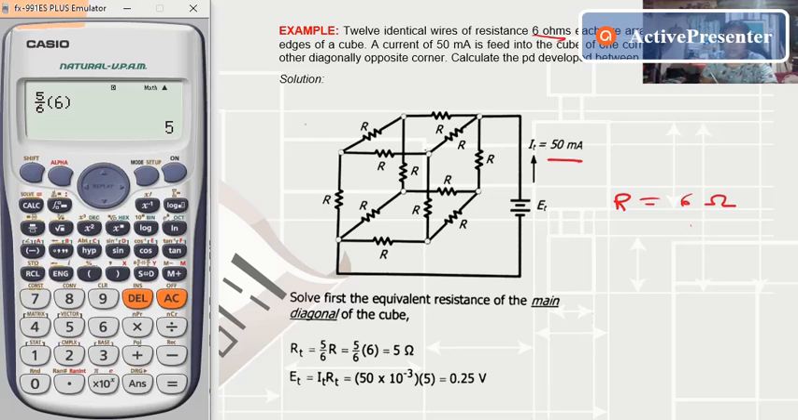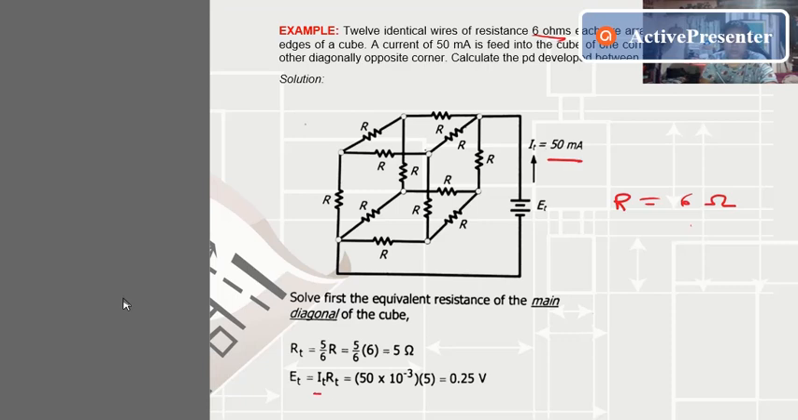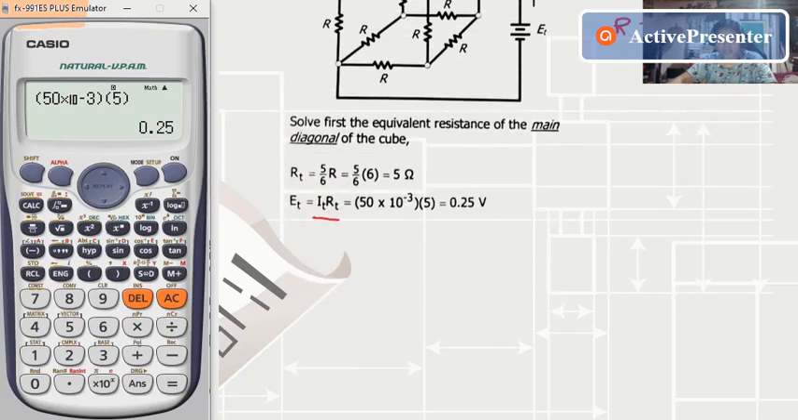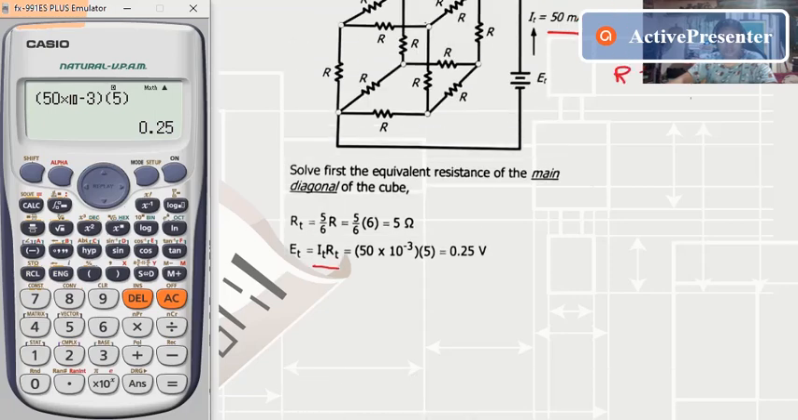So, to solve for our total voltage, we have our formula from our last topic. I total is multiply to R total. So, 50 milliampere, negative 3 since milli, multiply sa 5 ohms na total resistor. So, our total voltage will be 0.25 volts. So, we have here our final answer.